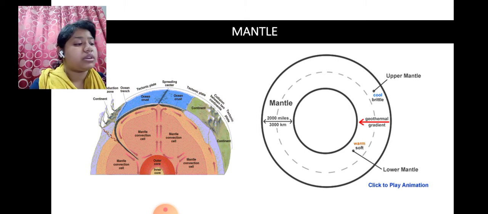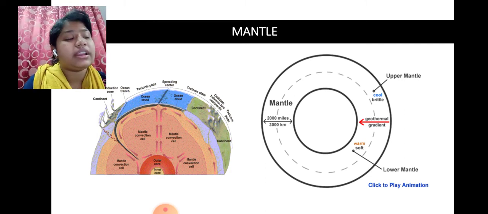Next we'll talk about the mantle. The length of the mantle is 2,900 kilometers.